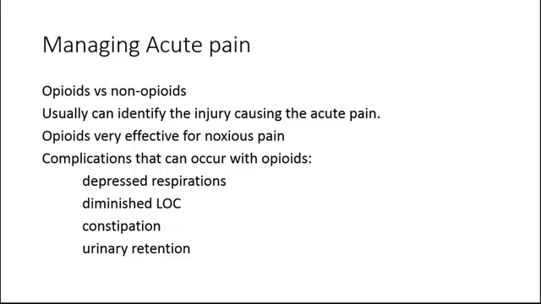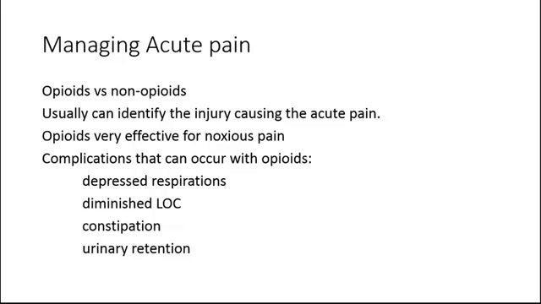We want to see if they are arousable. So check the level of consciousness. And of course, a complication then would be a diminished level of consciousness. Constipation is the other one, and so we need to teach them to do what? To hydrate well, and add fiber to the diet, or take stool softeners.